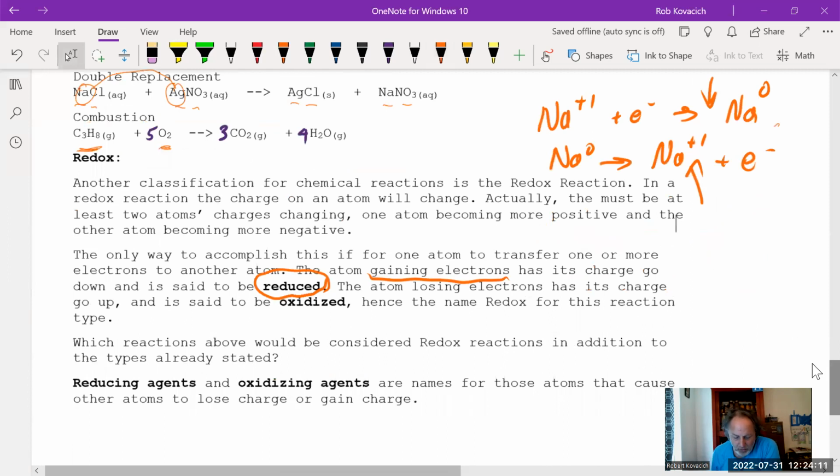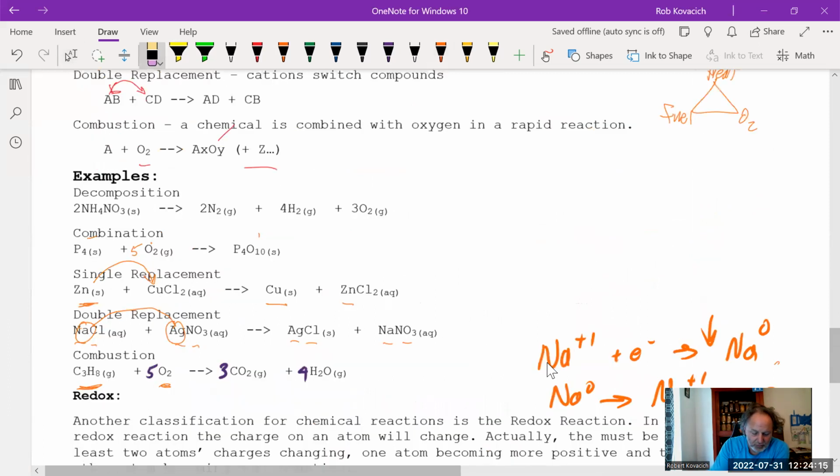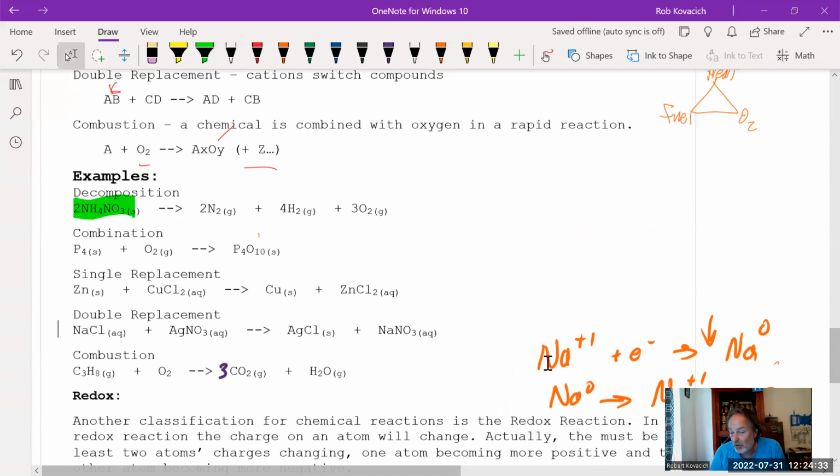So how do I know if a particular chemical reaction is a redox reaction? Well, let's look at some of these guys up here. Any atom that's in a molecule has a charge. So all of these atoms have charges. The nitrogen, hydrogen, and oxygen are charged. We don't even need to know what their charges are in this case.